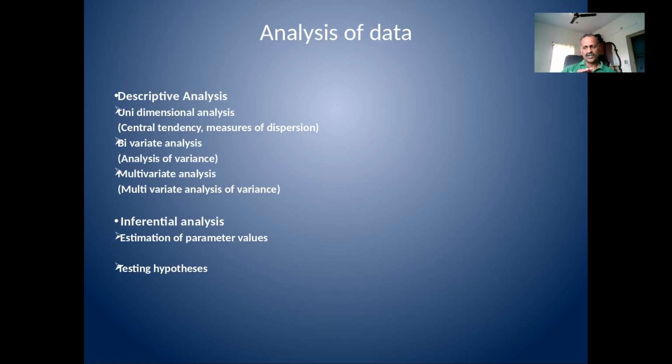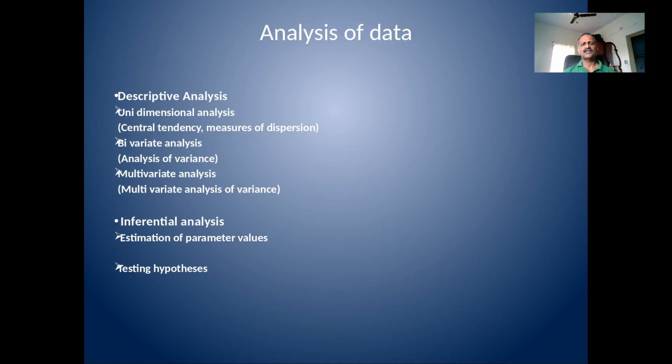So there are two types. One is descriptive, that is a basic analysis. And once the descriptive analysis is done, we go for the higher analysis if it is needed, that is getting inference and meaning out of it. That is a high form of statistical analysis, which we call inferential analysis.